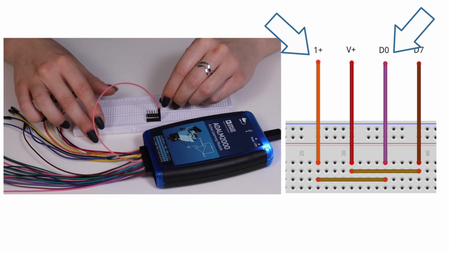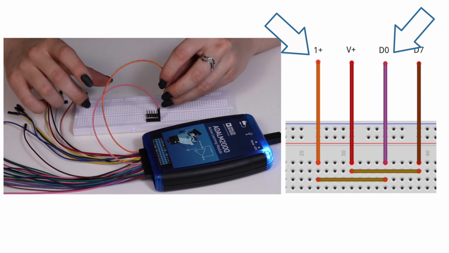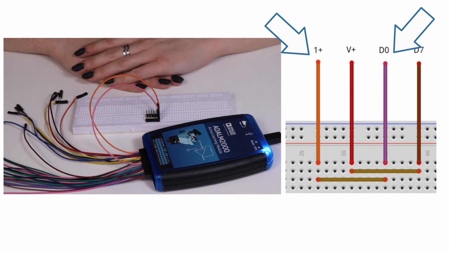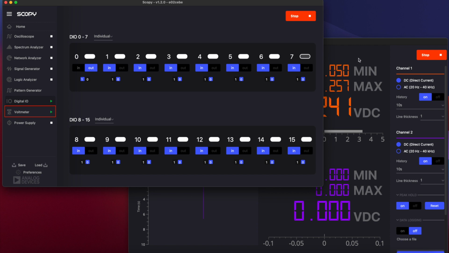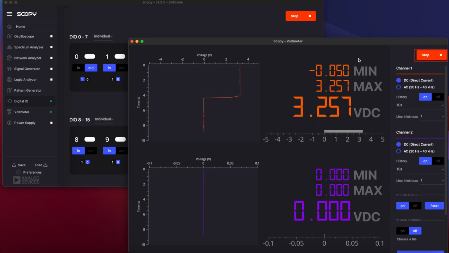To do this, we'll connect analog input 1 to digital pin 0. Open the voltmeter from Scopy's instrument list. On channel 1, the voltage display should be in between 2.9 and 3.4 volts.